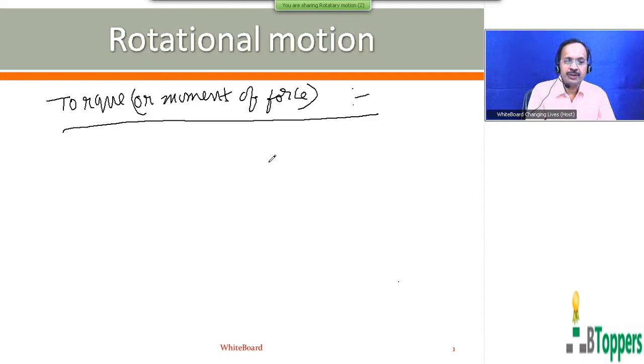So at first I discuss the basic definition of the term moment of the force. The torque or moment of the force is a measure of the turning effect produced by the force.